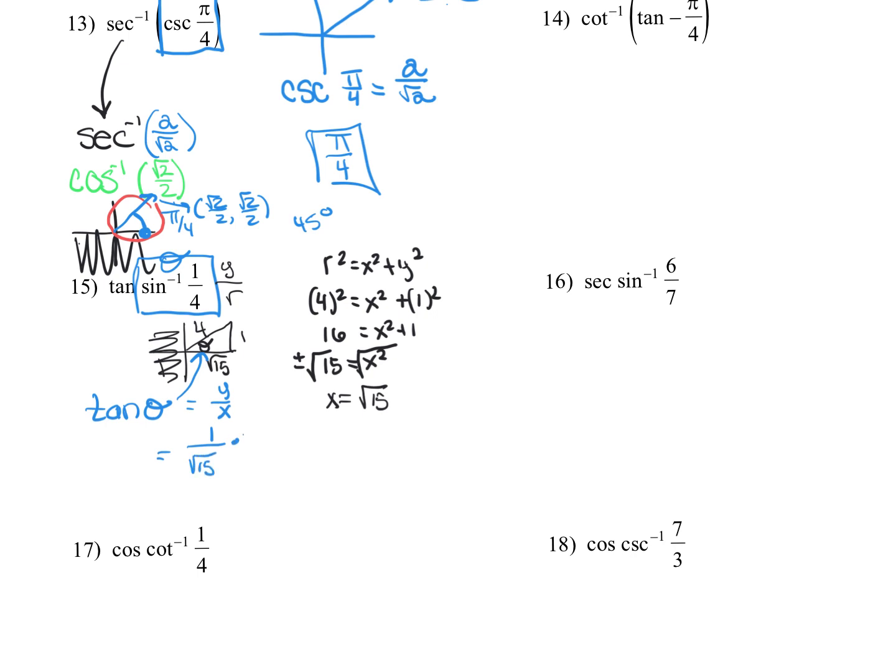I can't leave it. You have to rationalize. Multiply by root 15 over root 15. So my answer is root 15 over 15. So tangent of whatever arcsine angle was is root 15 over 15.